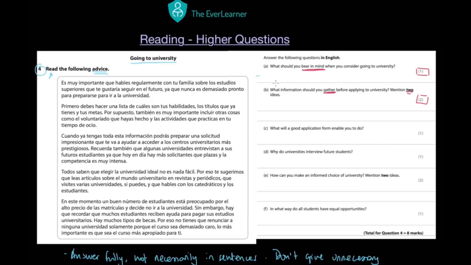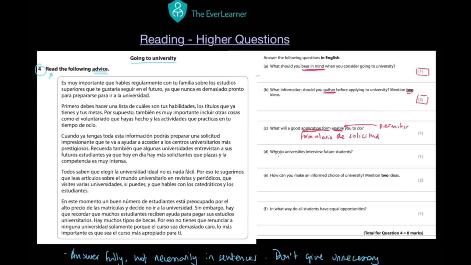Fine. What will a good application form enable you to do? Now, we're talking about application forms. Remember, application form in Spanish is formulario de solicitud. Okay, just in case. It will probably not appear in the text, but while we're at it, let's remind ourselves. And also this verb, enable someone to do something, will be permitir. So to enable, we tend to use the verb to permit, permitir.